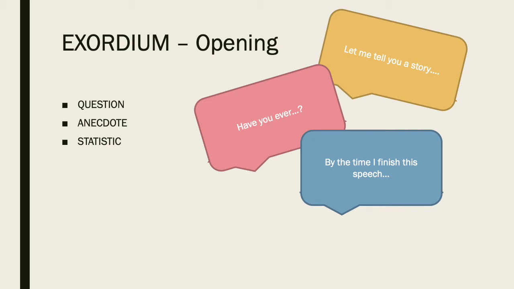You can start with a statistic or a piece of information. So if you want to be very political about it, by the time I finish this speech, there would have been another 30,000 cheap white cotton polo shirts produced in sweatshops around the world, that the school system is feeding on a day-to-day basis by insisting that we wear school uniform.